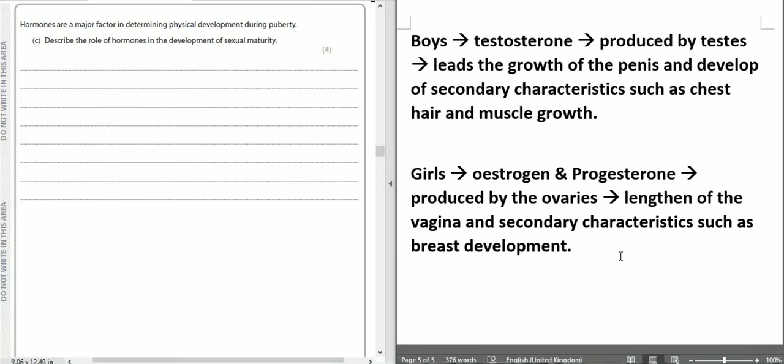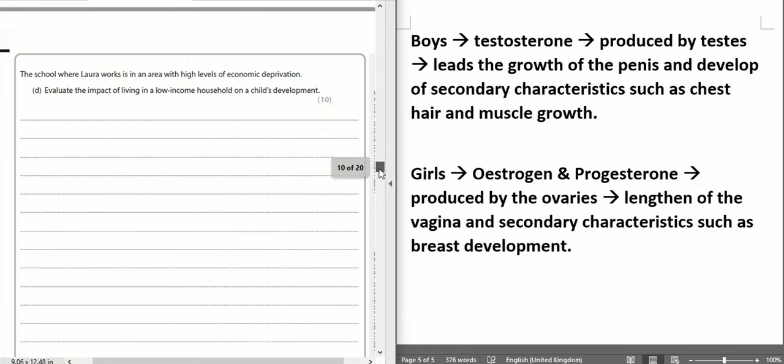But there we go. So boys: testosterone, testes, penis, and chest hair or chest muscle growth. That's physical development. For girls: estrogen, progesterone. I'm going to put a capital on estrogen. Produced by the ovaries, and it lengthens the vagina and leads to secondary characteristics like breast development. So there we have our physical characteristics identified.